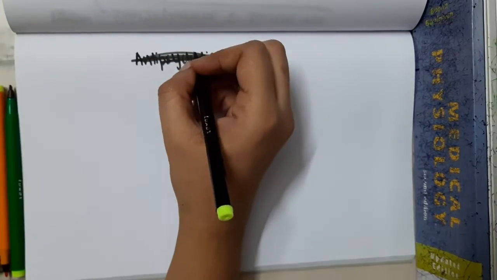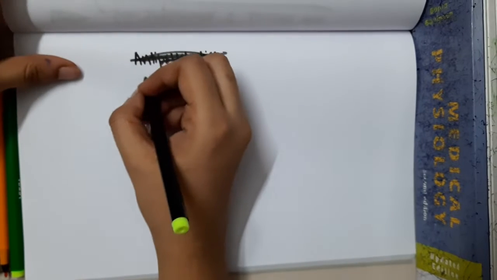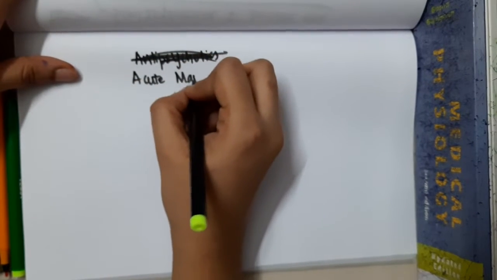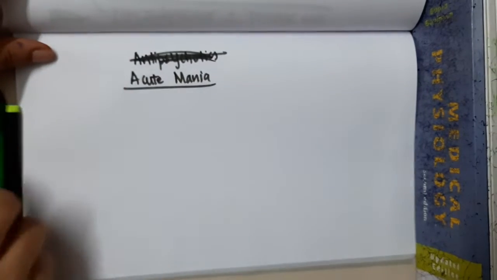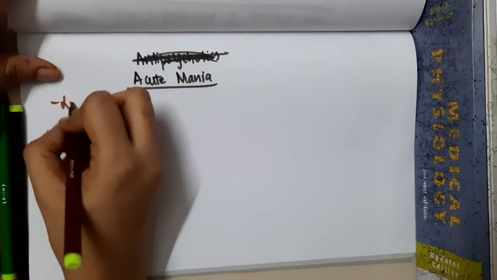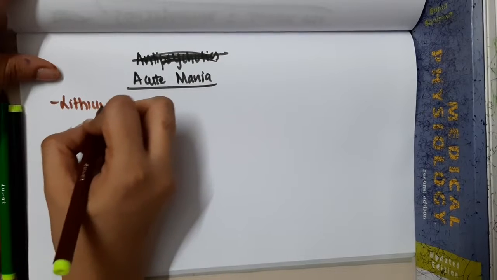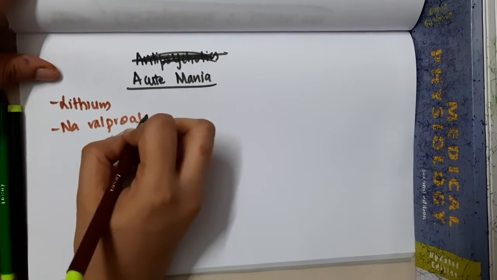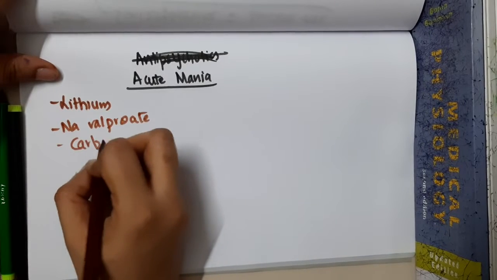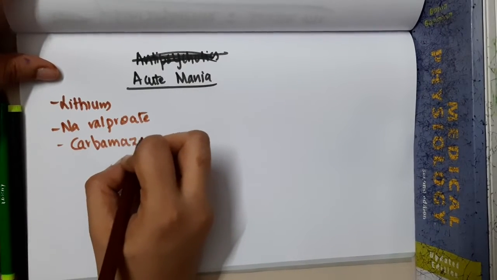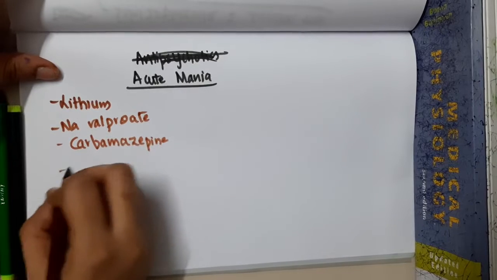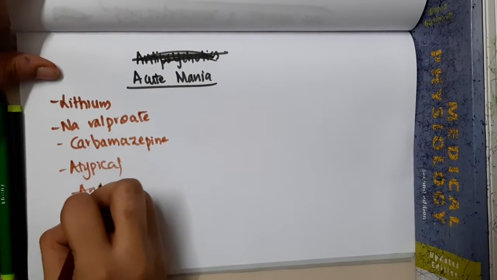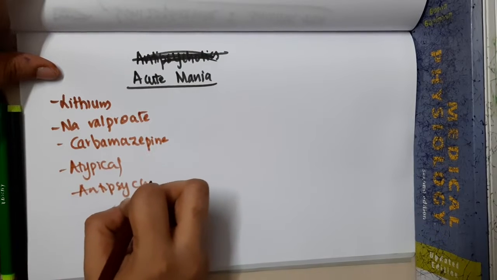Let us now learn the list of drugs used in acute mania. Lithium, sodium valproate, and carbamazepine are used in acute mania, and even atypical antipsychotics are associated with acute mania.